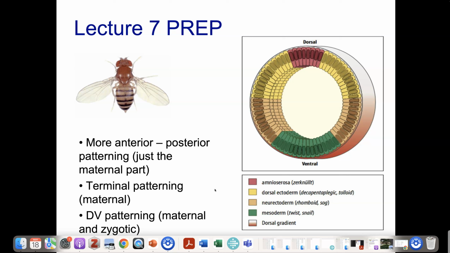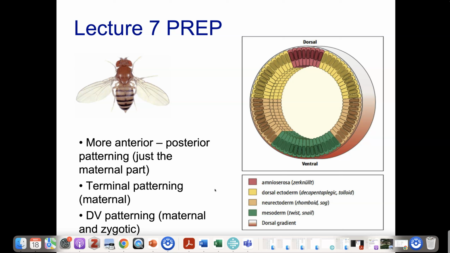There. And so we introduced the idea of maternal effect genes and zygotic genes and just some basics of fly development. And I finished off talking a little bit about bicoid. And we will finish just the maternal part of the anterior-posterior patterning in flies.